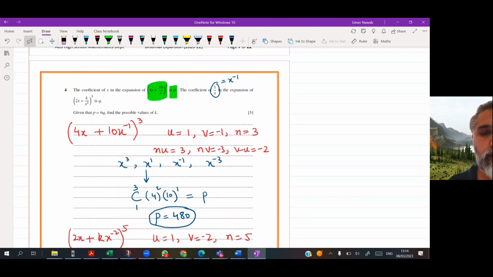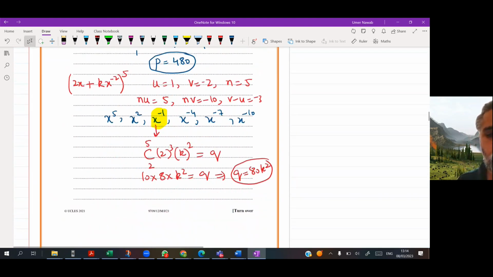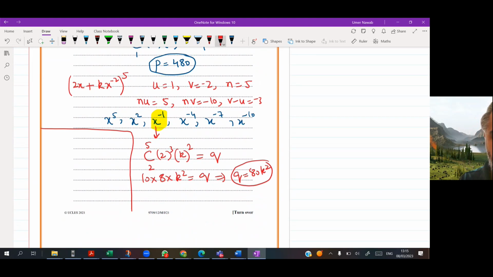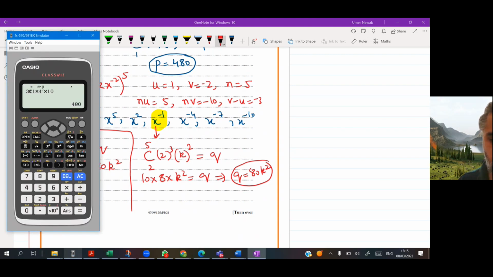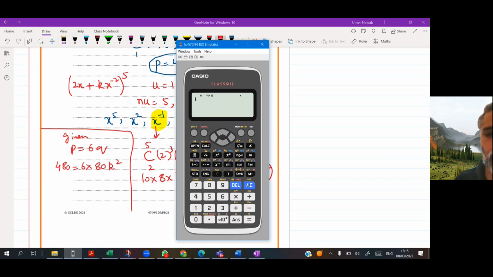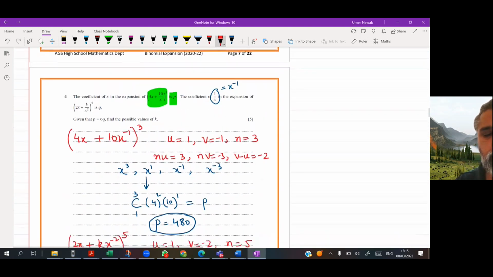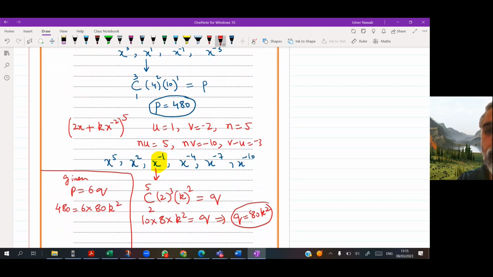Now he says, given that p is equal to 6q, p was 480, 6q is 480 k squared. Do we need to find positive values? Possible values. So k will be equal to plus or minus 1. So this is my final answer.